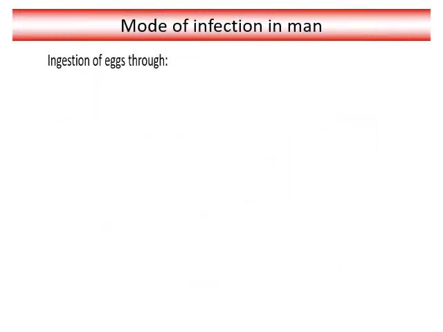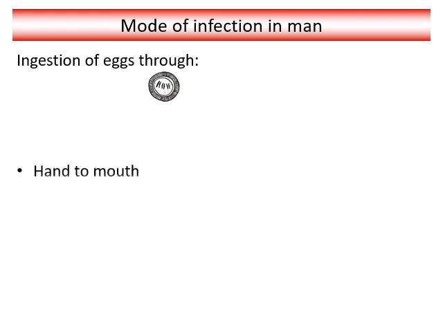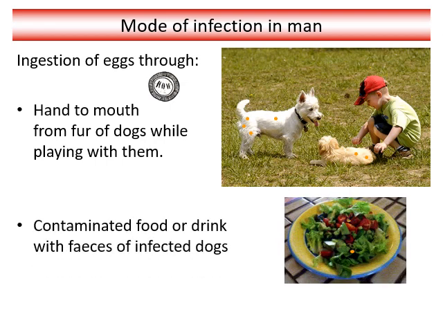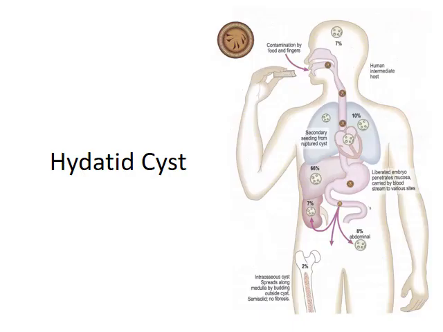Mode of infection in men, as I have already mentioned, might be because of ingestion of the eggs through hand to mouth route, that is while playing with the dogs. From the fur of the dogs, the eggs might get ingested, and also contaminated food or drink with the feces of infected dogs. The same thing has been shown here.